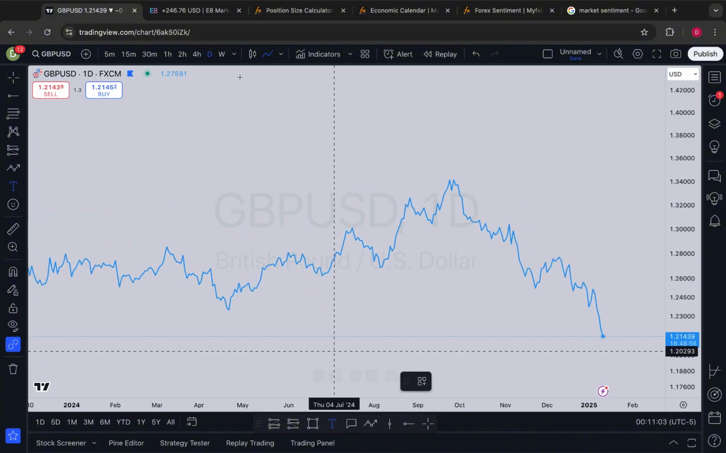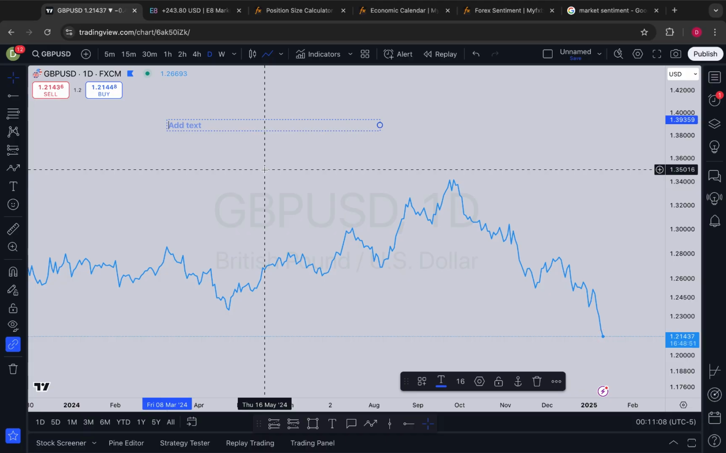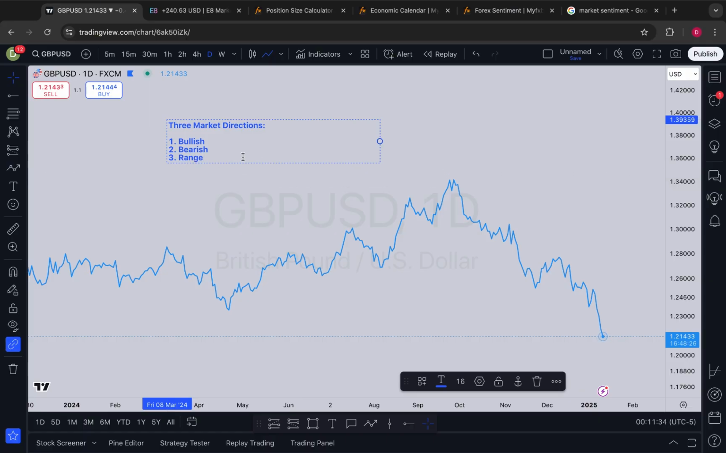So let me write this out right here. We're gonna keep it simple. I'm gonna write everything here so you guys can take your notes as well. Three market directions. The market moves in three ways. The first one is market is bullish. Two, market is bearish. Three, sideways, or range. I believe range is the official term. There's like three official terms. So bullish, bearish, sideways, and that equals uptrend.